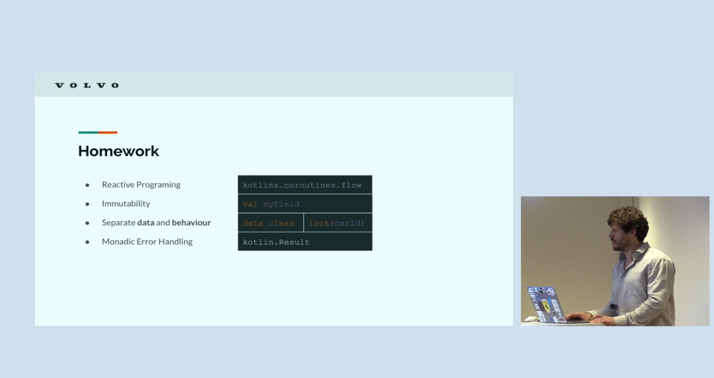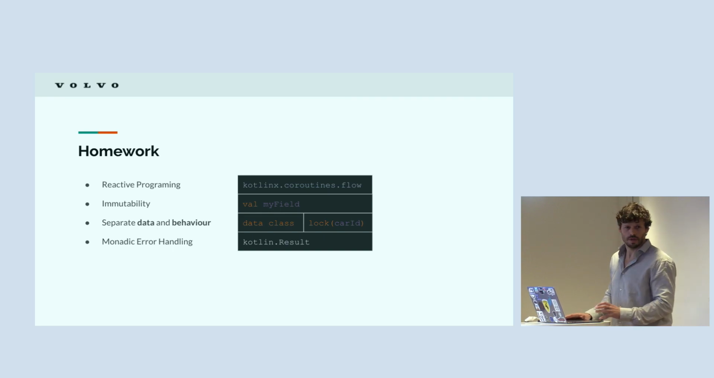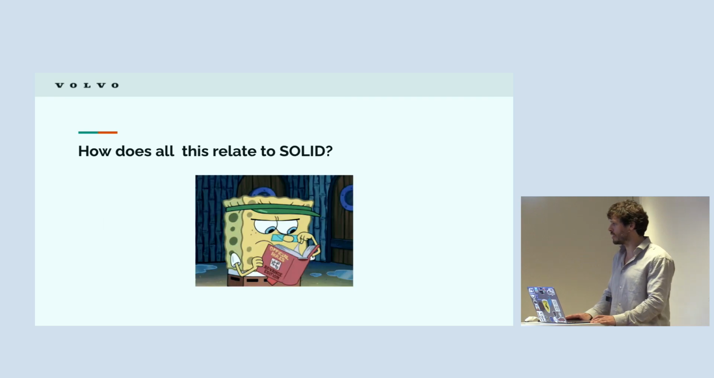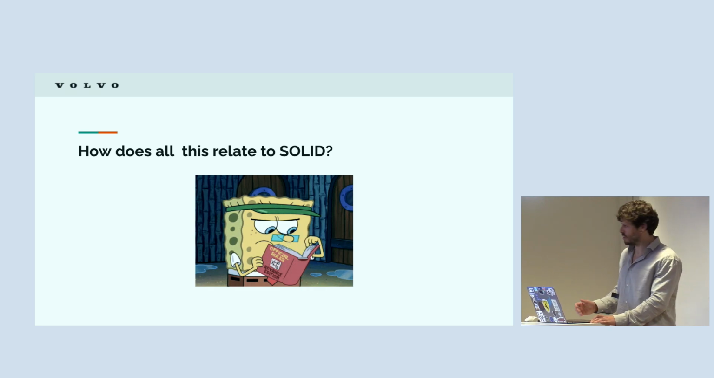So yeah, we presented some concepts on functional programming. We tried to see how they were reflected in the code base that we built following them. But the title of the talk was about functional thinking and SOLID. So what is SOLID, and how does all this relate to SOLID?